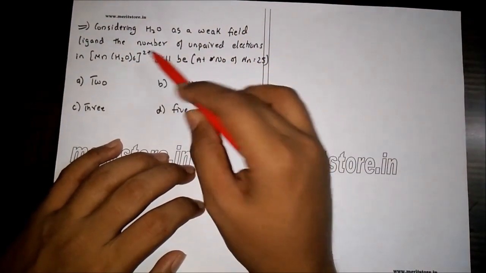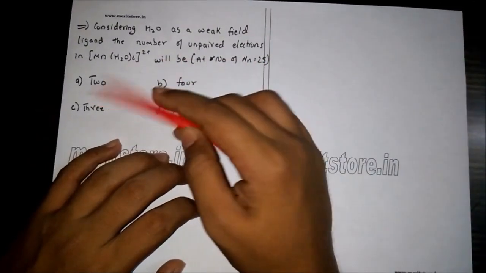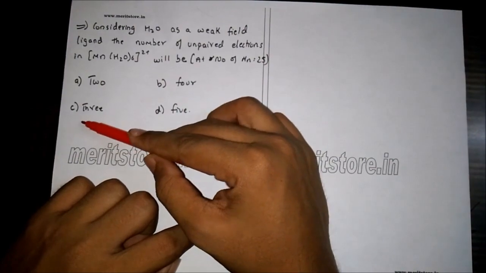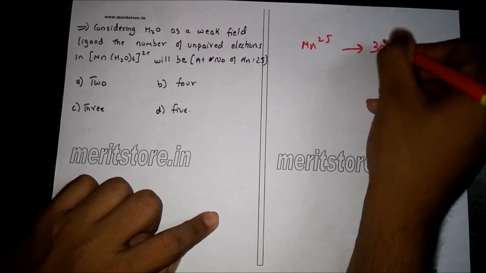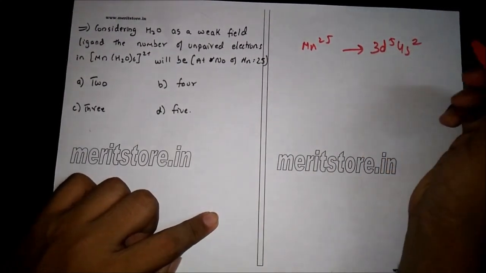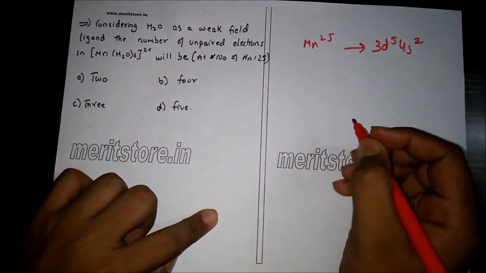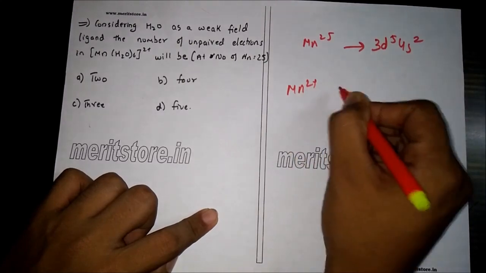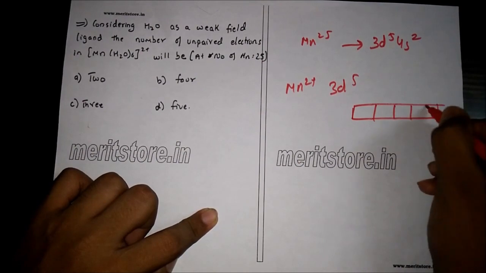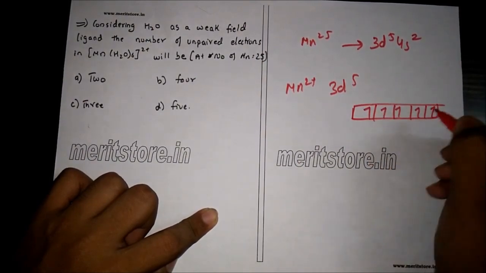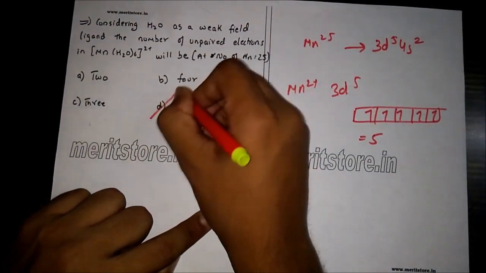H2O is a weak field ligand. The number of unpaired electrons in [Mn(H2O)6]2+, where the atomic number of Mn is 25, is A) 2, B) 4, C) 3, or D) 5. Now, Mn with atomic number 25 has the configuration 3d5 4s2. Considering that H2O is a weak field ligand, there will be no pairing of electrons. Therefore, it will form a high spin complex. Mn2+ will have 3d5, and no electron will be paired. That is, the number of unpaired electrons will be equal to 5. The correct answer here is option D.